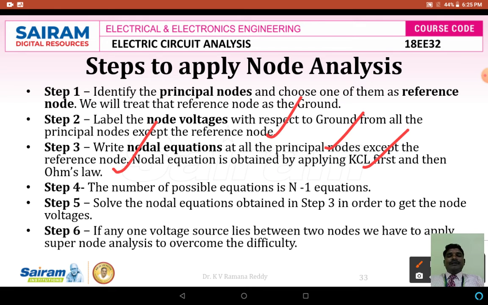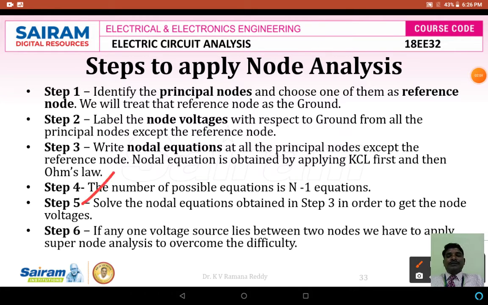The next, step 4: the number of possible equations for a given network is number of nodes minus 1. Why number of nodes minus 1? Because the potential across the reference node we already know is 0. So by subtracting 1 from the given n number of nodes for the network, the number of possible equations is n minus 1 equations.